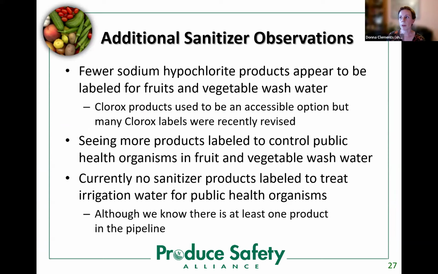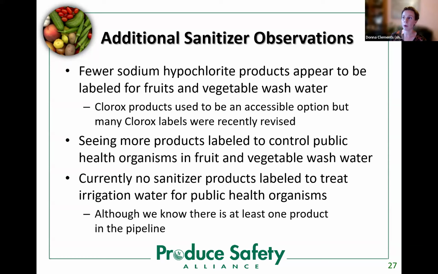Okay, so a couple of additional observations that we learned in updating this tool. We did notice that there tend to be fewer sodium hypochlorite products labeled for fruit and vegetable wash water. Clorox products used to be a very accessible option. That was always my go-to when I was working with smaller growers, saying, you can just go to Home Depot or Walmart and find a product. We're generally seeing that there are fewer and fewer of those Clorox and other sodium hypochlorite products labeled for that use. That's just an observation.